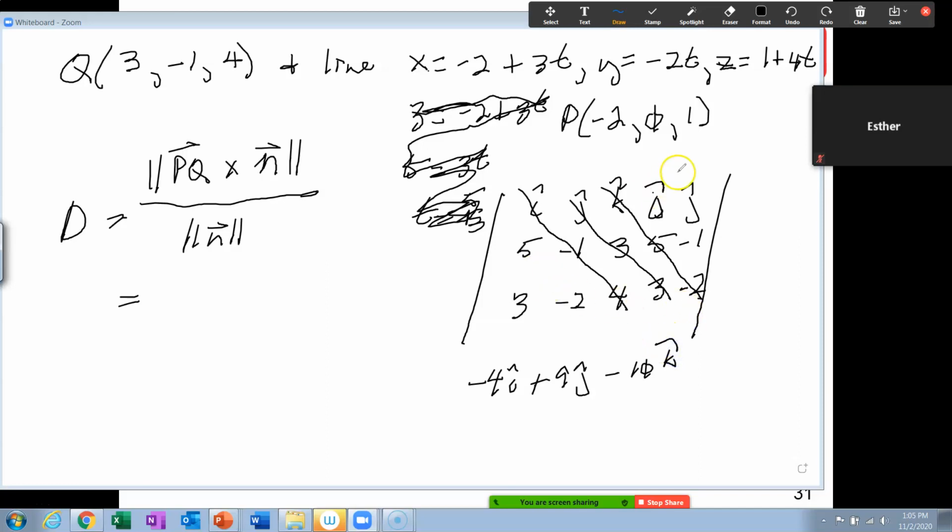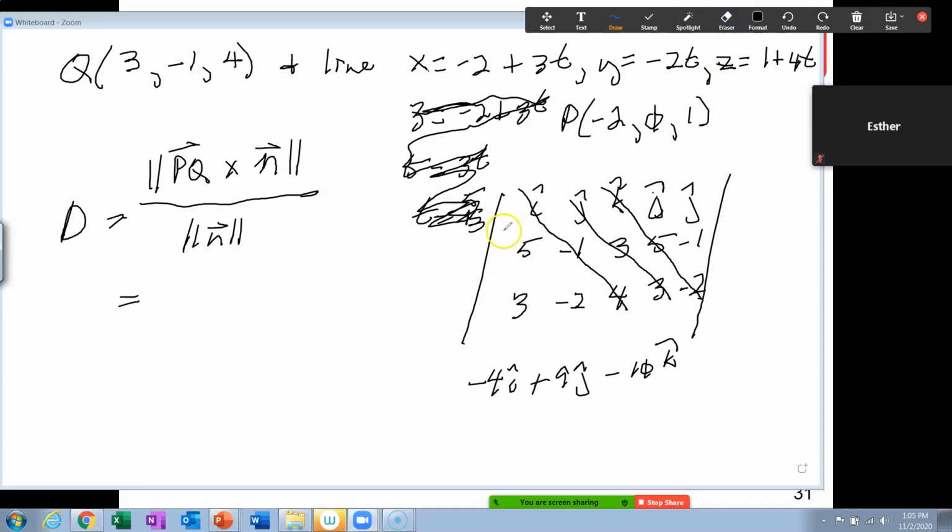My eraser is not working for some reason today, so we're going to ignore those and now do your up diagonals. The up diagonals are always opposite, so this will be plus 3k, and this diagonal would be plus 6i, and the final up diagonal would be minus 20j, because you always do the opposite when you're going the up diagonal.